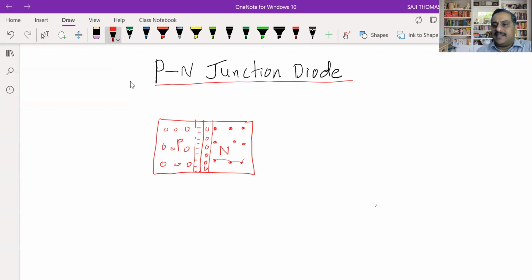This is PN junction. Now we have to provide metal terminals, metal contacts at the ends. Then we will get a PN junction diode. This is PN junction diode. It conducts only in one direction.